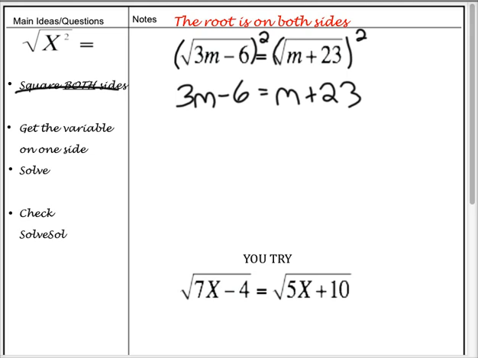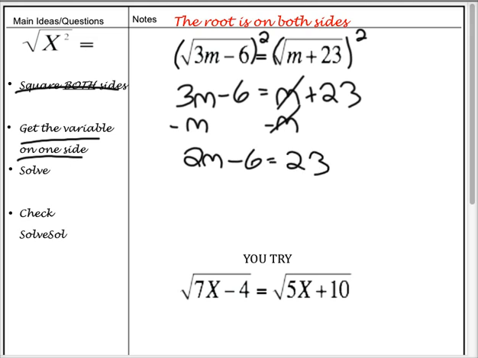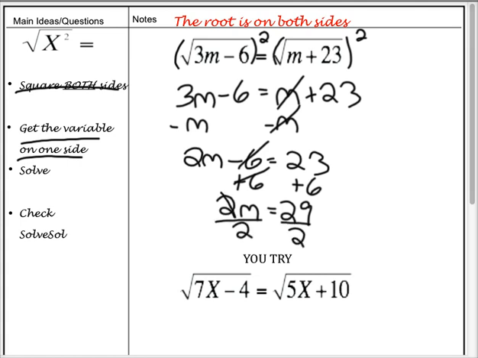So now we actually just have to solve a linear equation. I want to get my variable to one side, so I'm going to subtract m off of both sides. So I have 2m over here minus 6 equals 23. Well, I need to get my number on the other side, so I'm going to add 6 to both sides. So I get 2m equals 29. And now I'm going to divide by 2. So m equals 29 halves, or if you calculate that as a decimal, that is 14.5.